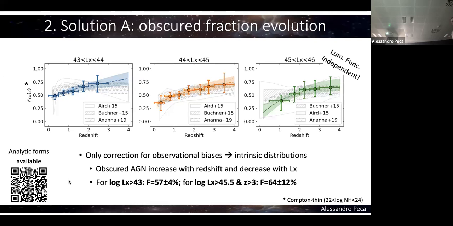So obscuration in AGN increases with redshift. And we are particularly proud of this plot here on the right that is basically telling you that we were able to put very solid constraints in this high luminosity regime.